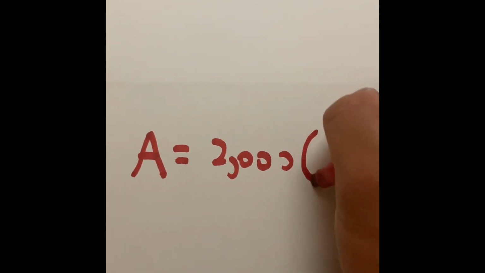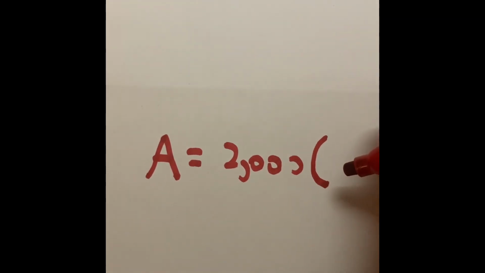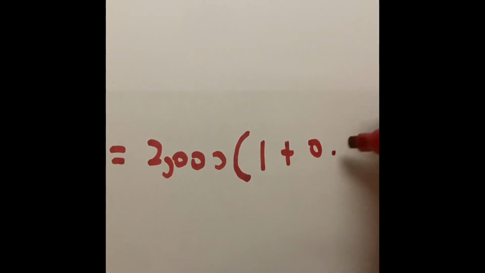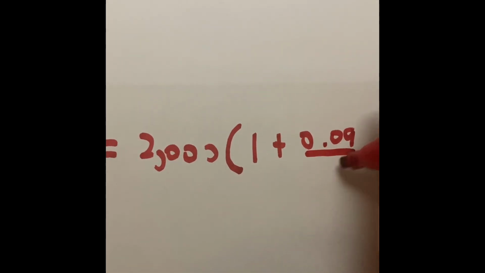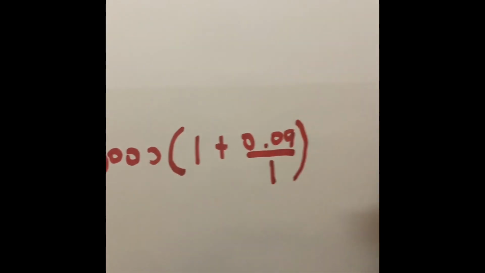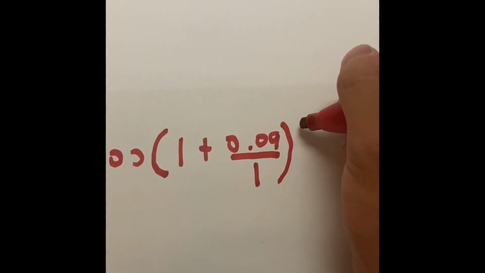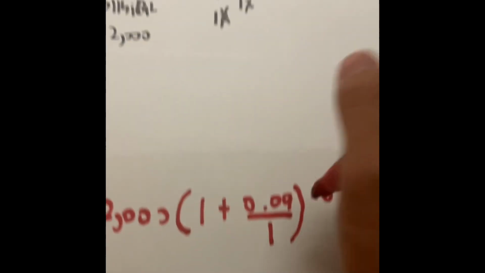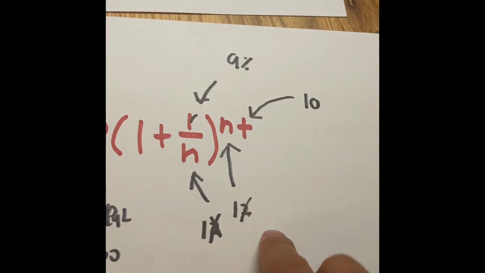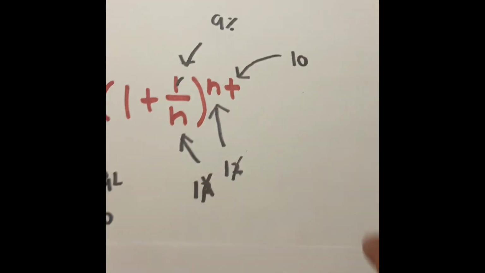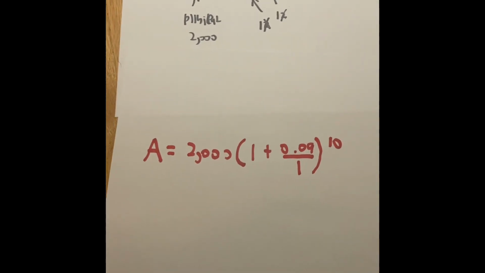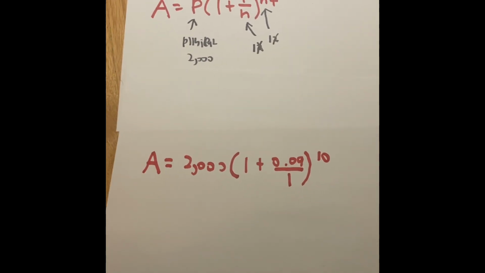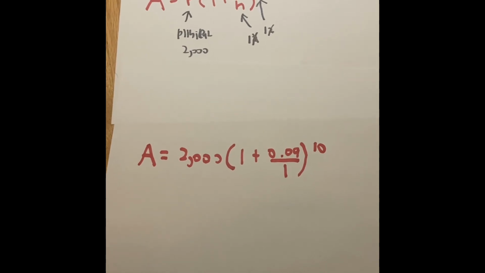Then we have to do parentheses, multiply that by 9%. We are going to say 1 plus 0.09, divide that by 1 in the parentheses, and we have to then put 10 in, because 1 times 10 is 10, because you have n right here and n right there as 1. So 1 times 10 is 10, so 10's the exponent. We're going to get our money and make it grow once per year to make it easy and simpler to understand.